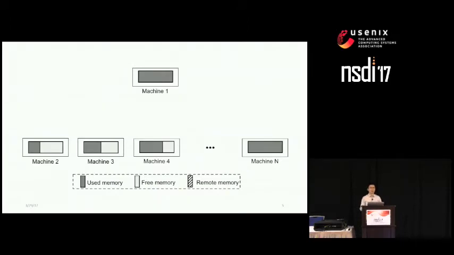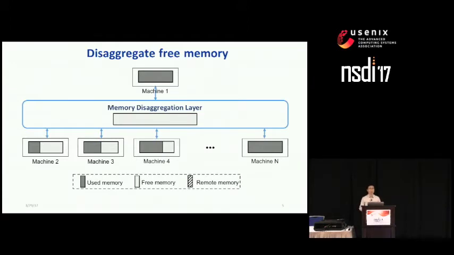Also, in the cluster, different machines can have different memory utilization. In this example, machine 1 has used up all its memory, but machine 2 and machine 3 still have large portions of free memory. In existing clusters, machine 1 cannot get the free memory resource from other machines. To solve this problem, people have proposed to do memory disaggregation over fast networks inside the cluster. In this design, the memory disaggregation layer can expose a global memory bank to all the machines in the cluster, so that machine 2 and machine 3's free memory can be used by machine 1.